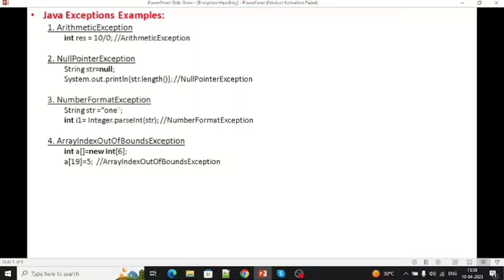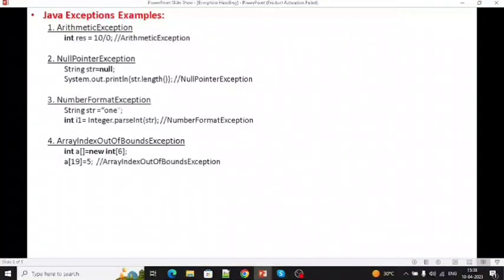NullPointerException is the second example. So here we have assigned a null value to str and then we are checking the length. So that's why we got NullPointerException here. Third one is NumberFormatException. So here we have assigned "ONE" as a string value and now we are converting "ONE" to integer. That's why here we got NumberFormatException.